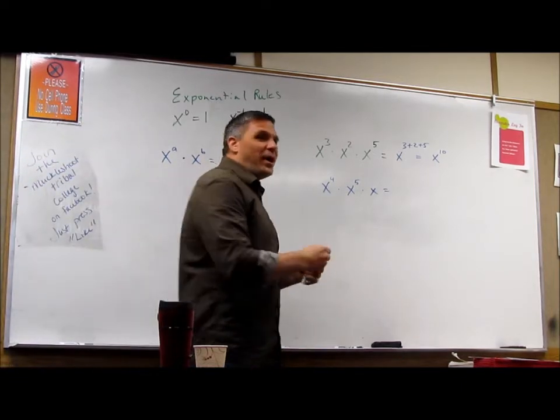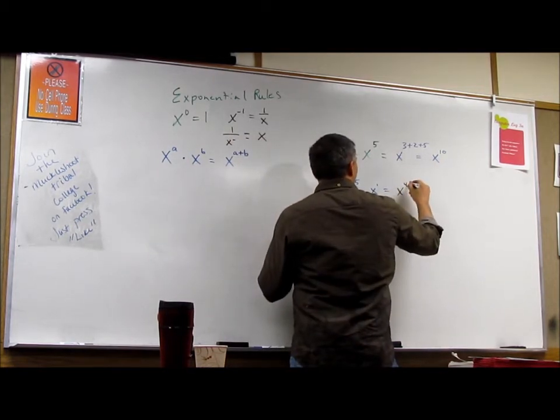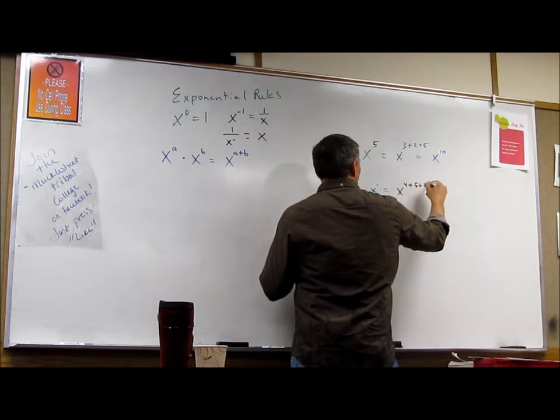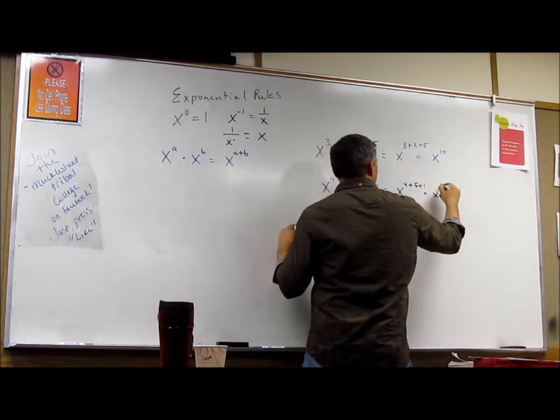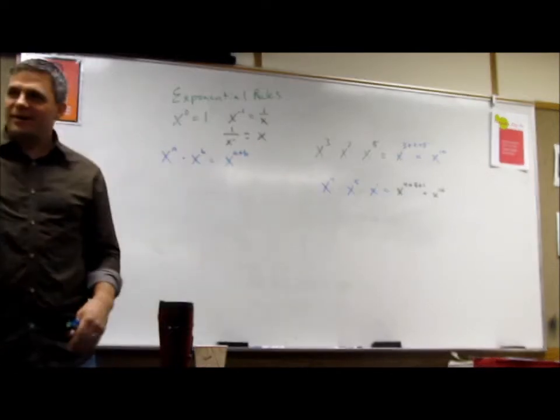X to the 10th. Still a 1 there. There's still a 1 there, so you have x to the 4 plus 5 plus 1 equals x to the 10th. Good. Alright, I'm going to get a little harder on you.